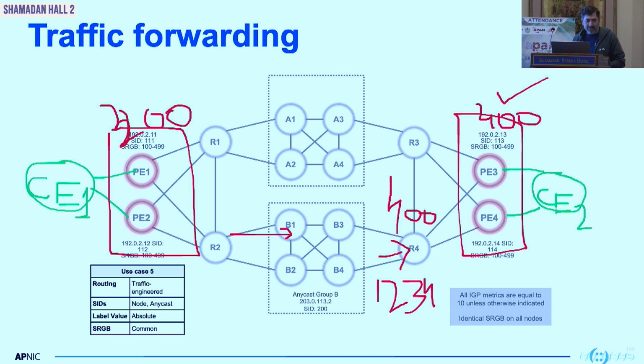But what if C3 is down for some reason, there is a power outage or some hardware failure. In that case, the traffic will go to P3 and towards the customer, and there will be no interruption. So this will be the advantage of the Anycast SID.